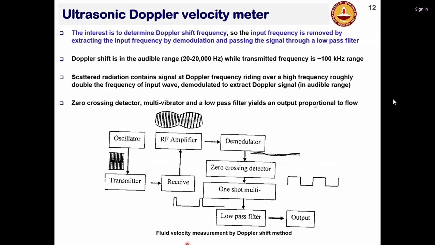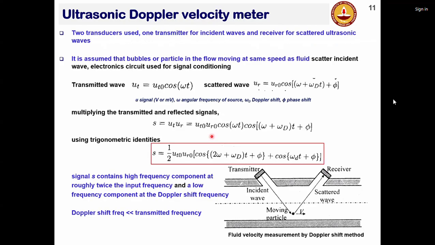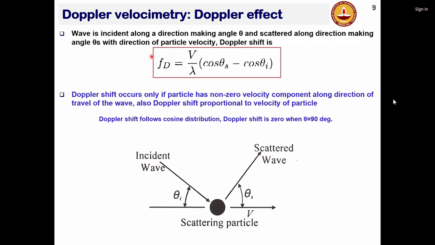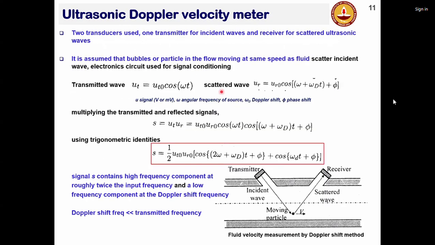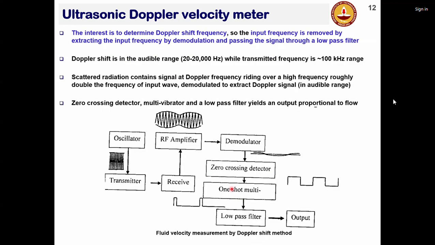So what we really do is we use a circuit, something like this. The interest here is to determine the Doppler shift frequency, because Doppler shift frequency is theoretically related to the velocity using this formula that we have. This formula relates Doppler frequency to velocity. So we have to get this Doppler frequency, omega d.